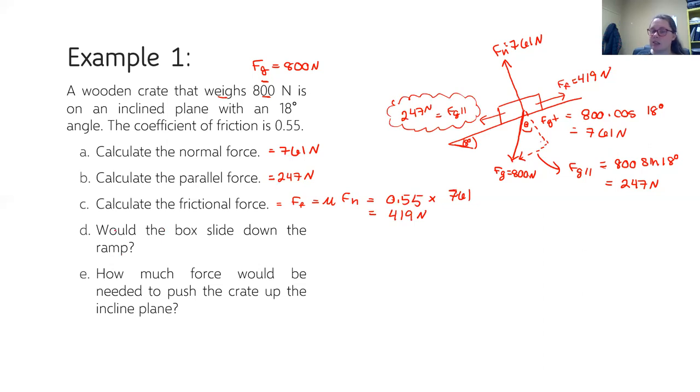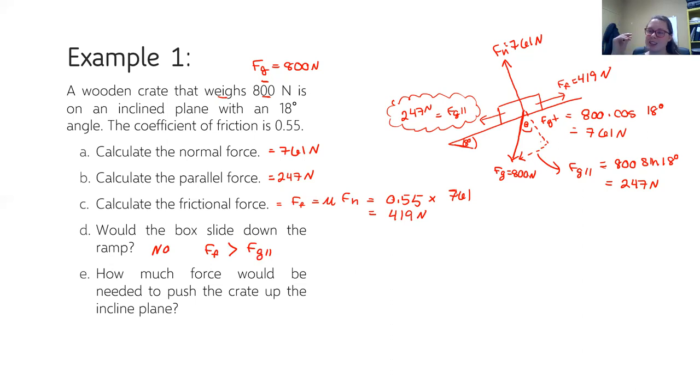D says, would the box slide down the ramp? So the parallel component of gravity is pulling down the ramp with 247 newtons, but the force of friction is up the ramp at 419 newtons. This will not slide. Friction is greater than the force of gravity. So no, it won't slide because the force of friction is greater than the force of gravity that's pulling it down the ramp.